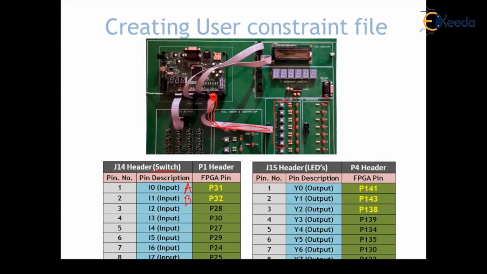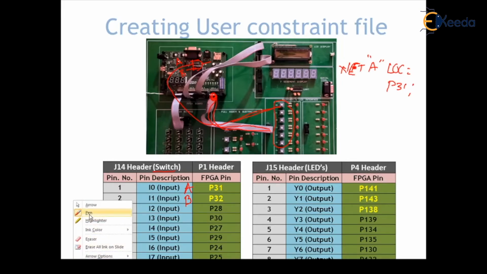See, we have written here, let us say we have implemented AND gate logic and we want to port it into this FPGA. If the AND gate is implemented in this FPGA, the logical signals A and B are present here. Now I want to connect this signal A to switch 1. Try to understand. This can be done using this constraint file. So we have to create a user constraint file like this: NET signal name A, LOC equal to P31. Like this, we are connecting signal A of the AND gate to switch 1.